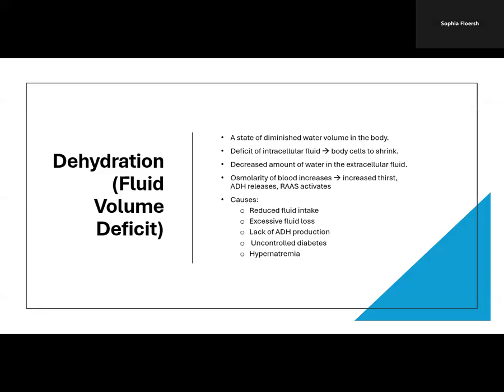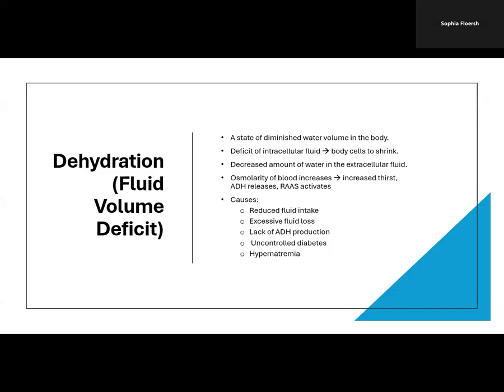Now, like I said, dehydration is that state of diminished water volume in the blood, with a deficiency of the intracellular fluid. Body cells begin to shrink, there's a decrease in the amount of water in the extracellular fluid, and the osmolarity of the blood increases, which causes increased thirst, ADH releases, and RAS activates. That's why I talked about those different systems: my body sees, hey, there's a decrease in volume in my vasculature. We need to do something to correct this.